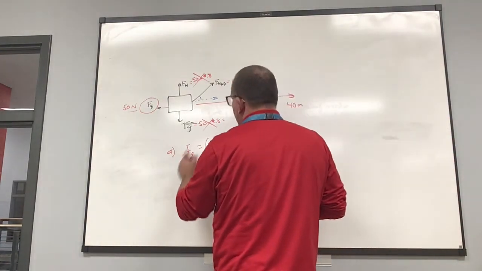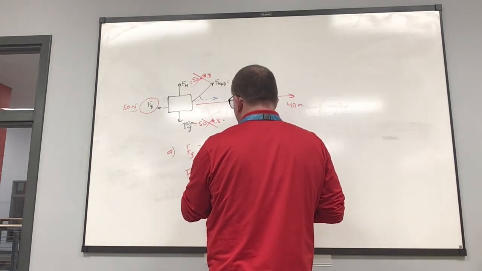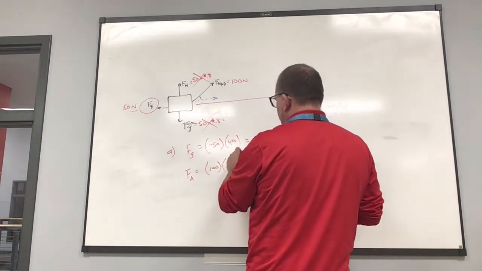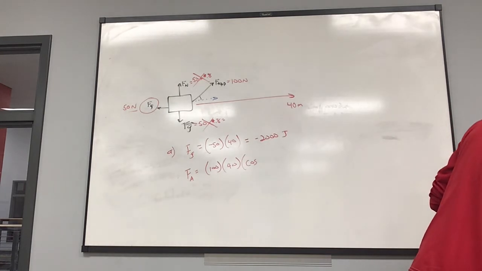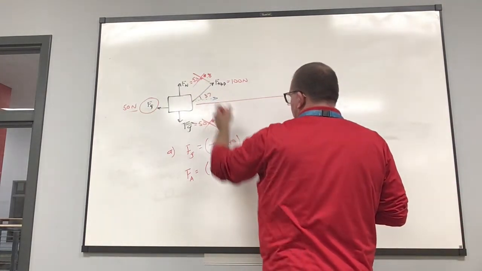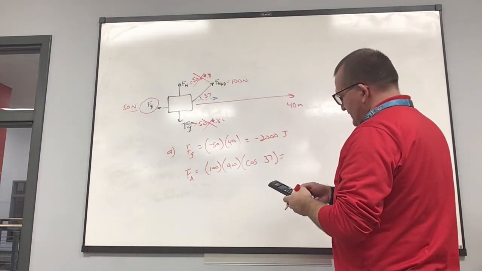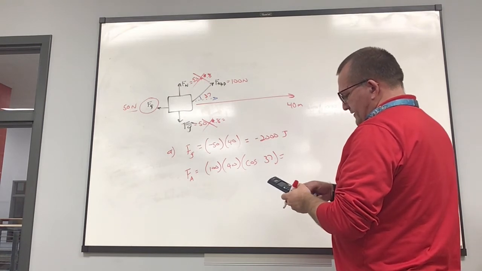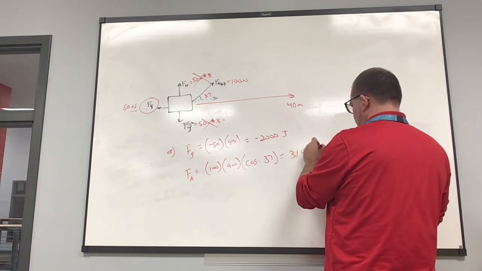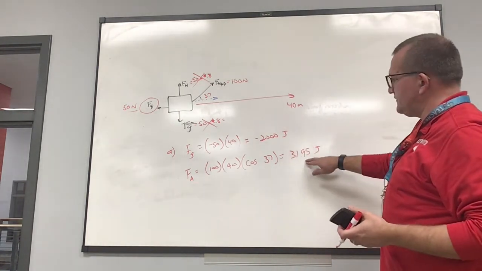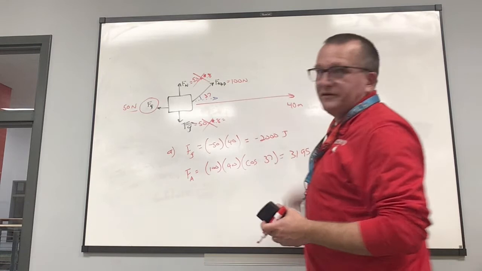Now let's see for our applied force, 100 times our distance 40 times the cosine of our angle, which in this case we found to be 37 degrees. So 100 times 40 times the cosine of 37, 3,195 joules. Okay, so these are the two forces that are doing work. Again, these other two aren't because they're perpendicular to our motion.